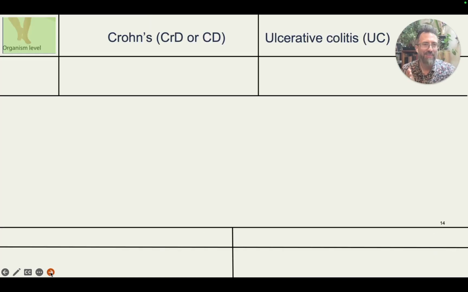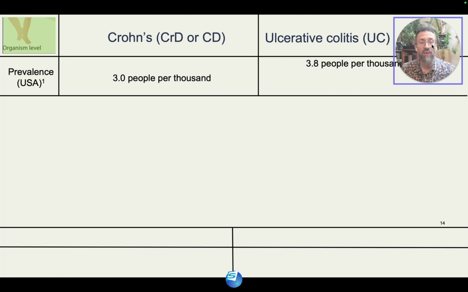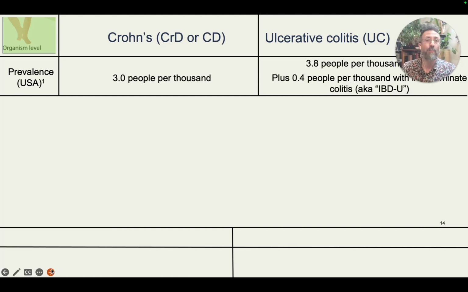So this slide's kind of complicated, but I think it's worth it to be able to talk about prevalence. So in the United States, 3 out of every 1,000 people have Crohn's disease, and 3.8 people per 1,000 have ulcerative colitis, and another 0.4 people per 1,000 have what's called indeterminate colitis, otherwise known as IBD unspecified. So a certain number of times we can see there's autoimmune inflammation in the colon, and we look at the tissues under a microscope and we see how it presents, and it's not totally clear if it is Crohn's colitis or ulcerative colitis. So then we call it indeterminate colitis or IBD unspecified. And we usually treat it more like ulcerative colitis.